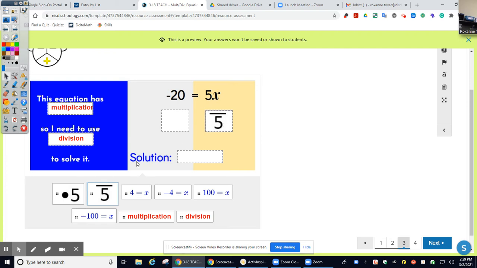What we do to one side, we need to do the exact same thing to the other side. So on both sides, we should be dividing by 5. And 5 divided by 5 is gone. Remember, we always want x to be by itself. So negative 20 divided by 5 is a negative 4. So our solution is negative 4 equals x.